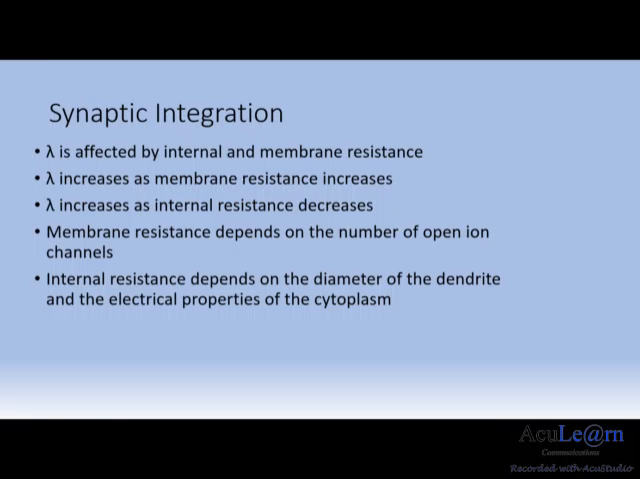For internal resistance, it is dependent on the diameter of the dendrite and the electrical properties of the cytoplasm. As the diameter increases, the internal resistance decreases, as the current would tend to flow inside the membrane more. Therefore, lambda will increase as internal resistance decreases. Ultimately, for a large lambda, one would prefer a high membrane resistance and a low internal resistance.